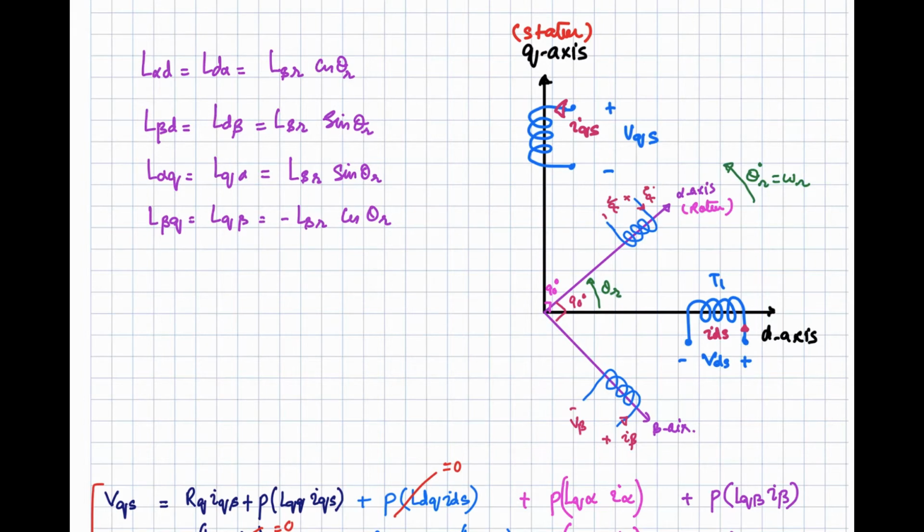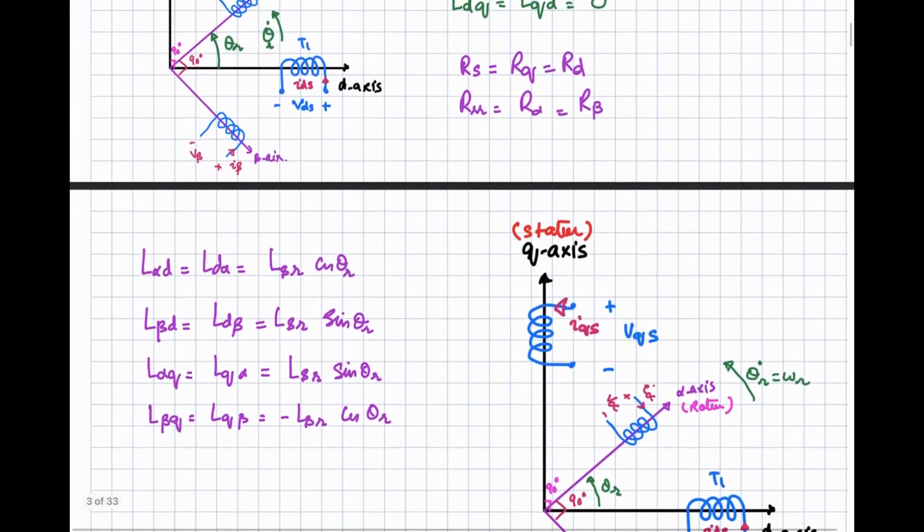Okay, so the inductances between the two frames of reference are varying sinusoidally. The variation between alpha d or d alpha is cosine, beta d and d beta is a sinusoidal function, alpha q and q alpha is a sinusoidal function, beta q and q beta is the cosine function with the opposite sign. Now we are going to use these definitions of the inductances that we have seen.